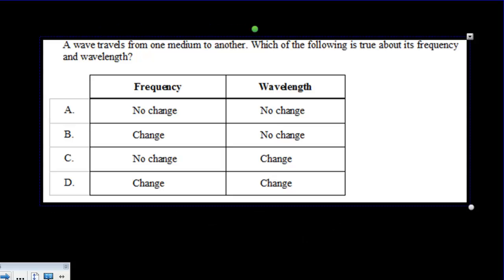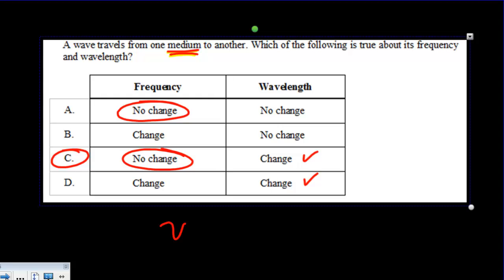A very common IB question is like the one that is up on the board now. Maybe try the question and then come back for the answer. Okay, so a wave travels from one medium to another, so we are expecting a speed change. Which of the following are true about its frequency and wavelength? Frequency, no change, because that's always determined by the frequency of the source. The wavelength will change. So your correct answer should be C.